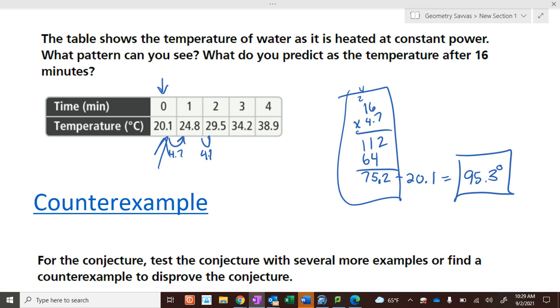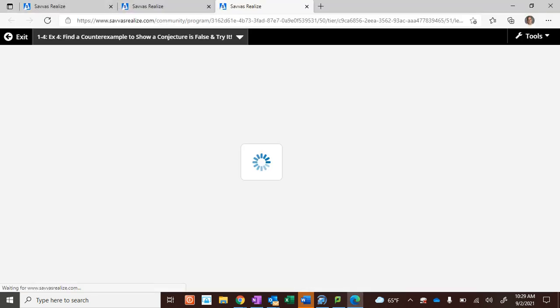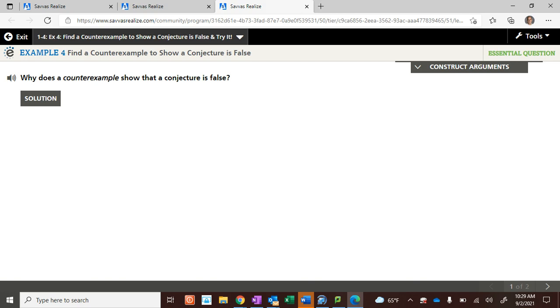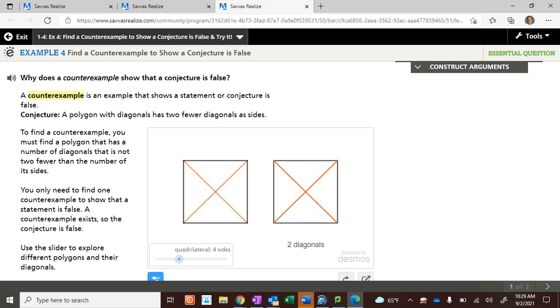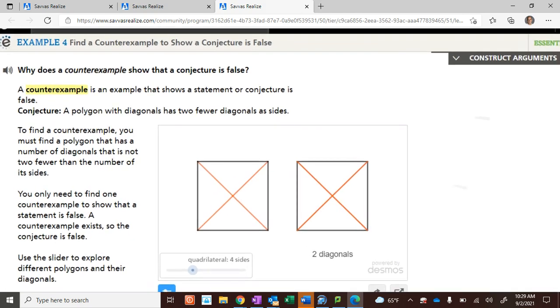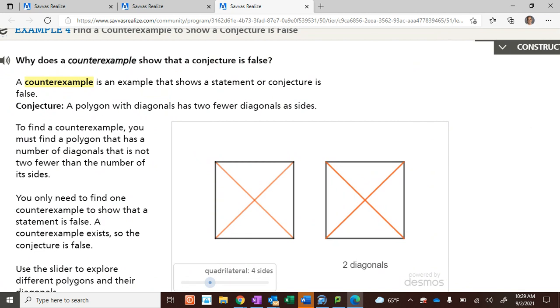Now, so far we've done a lot with conjectures. Some conjectures aren't always right. Some conjectures, you come up with a counterexample. And a counterexample is an example that shows a statement or a conjecture is false.